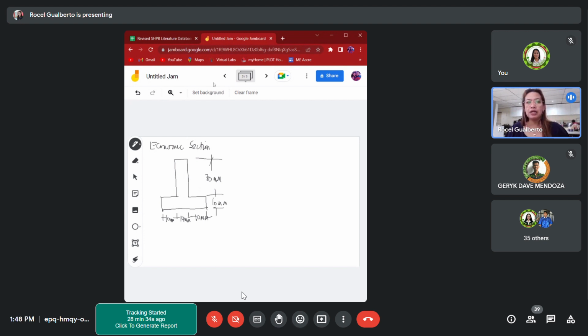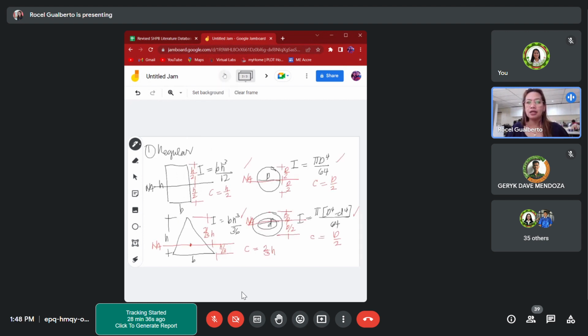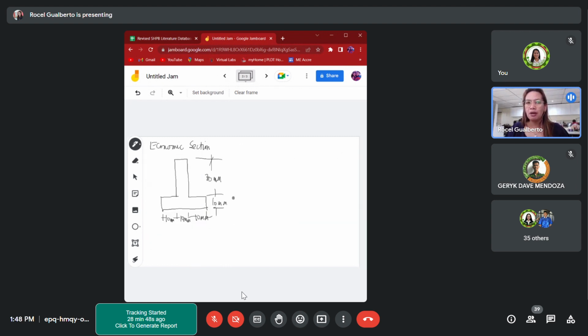Just like po yung ginawa natin dito sa regular cross section, in-identify po natin yung C at saka po yung I. So ganun din po yung gagawin natin. Kapag po economic section, wala po talaga tayong derived equation na. You have to learn to derive ano yung magiging value ng kanyang I total at saka yung value ng C. So you must follow po this procedure to obtain C and I total for economic section.